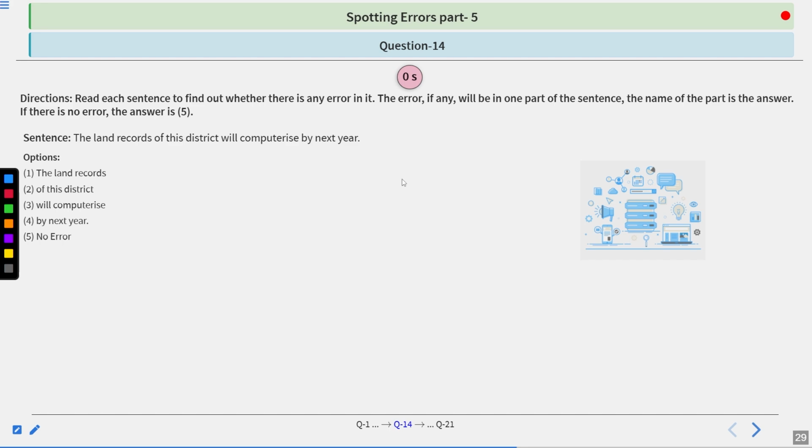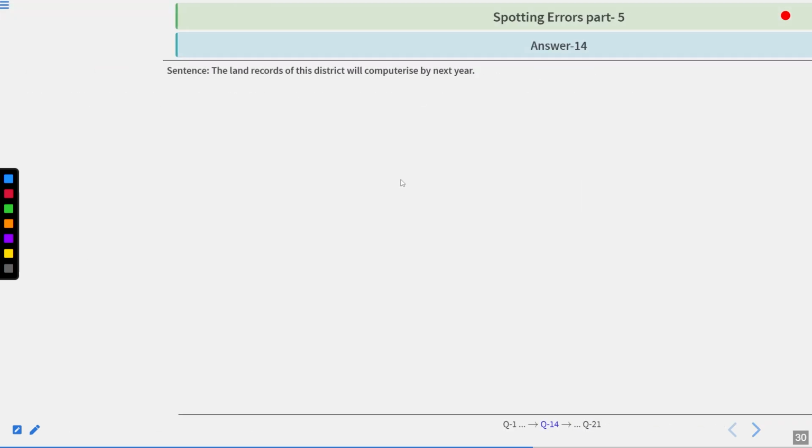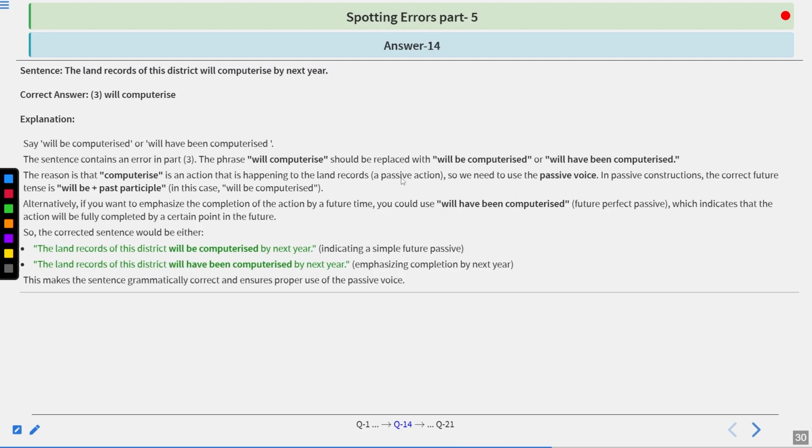I hope you have answered. Let's look at the correct answer. The correct answer is "will computerize". Let's look at the explanation. Say "will be computerized" or "will have been computerized". The sentence contains an error in part 3. The phrase "will computerize" should be replaced with "will be computerized" or "will have been computerized".